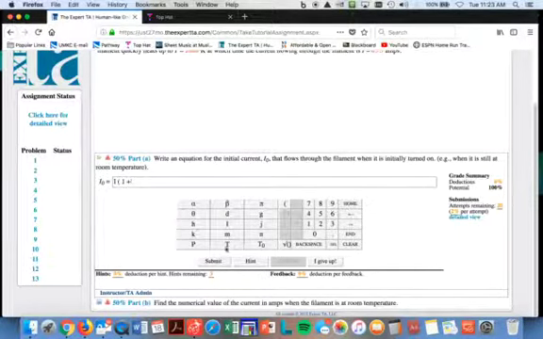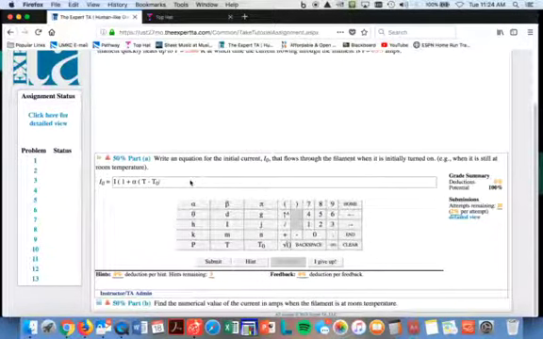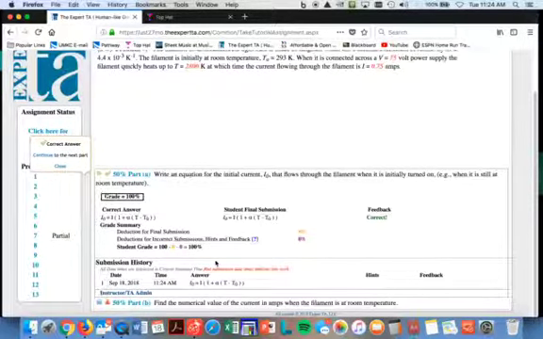plus. Now, I haven't done this yet. Do I get my little alpha? Yep, times alpha times T minus T naught. Close. Incorrect answer. Oh, I forgot to close. I need one more parenthesis. Now let's try it. There we go.